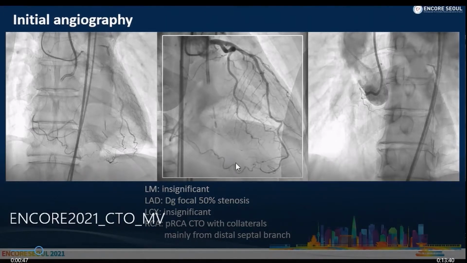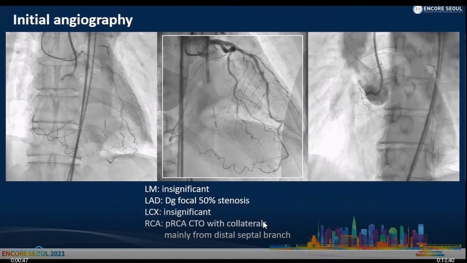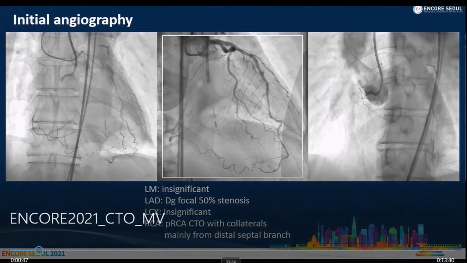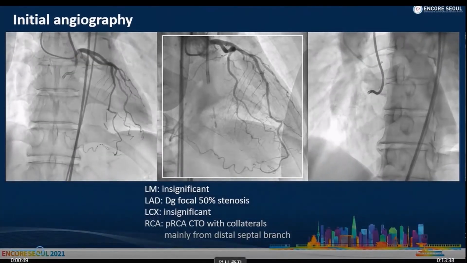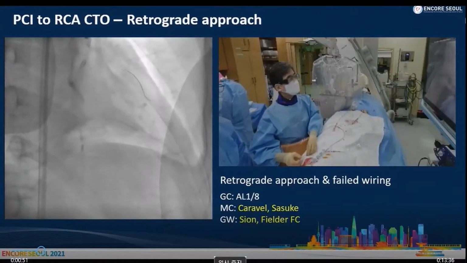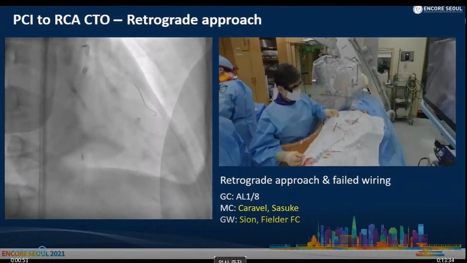Such a fine branch at every turn of the corkscrew is really a trap. It is really impossible to advance the wire because the wire always slips into the fine side branch. In this case, such fine side branches were few. Thus, I tried to approach it retrograde from the first.